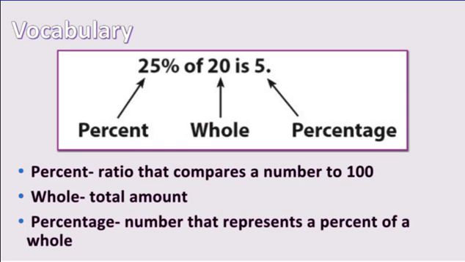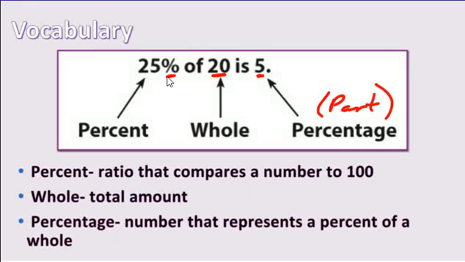So if you write it as a fraction, the numerator would be over 100. The whole is always the total amount, and then we have a percentage. It's just the number that represents a percent of the whole. So if you look at an equation such as 25% of 20 is 5, the percent has the percent sign with it. The whole is that total, and then the percentage is what part of that. So you can think of percentage as a part.